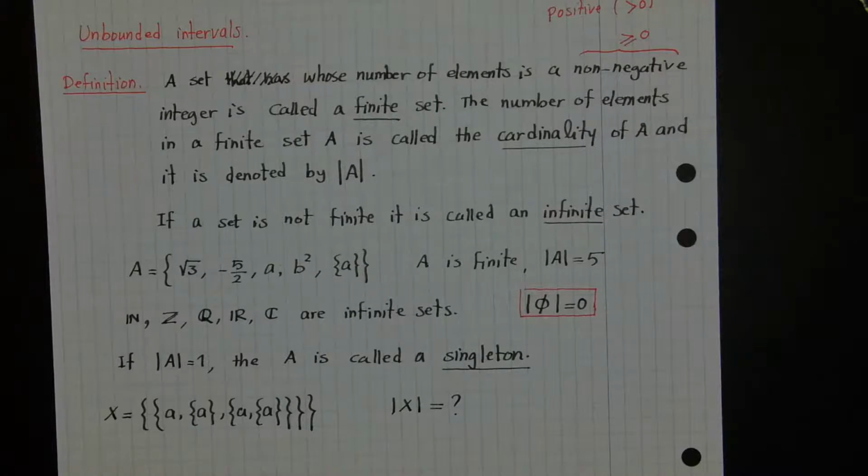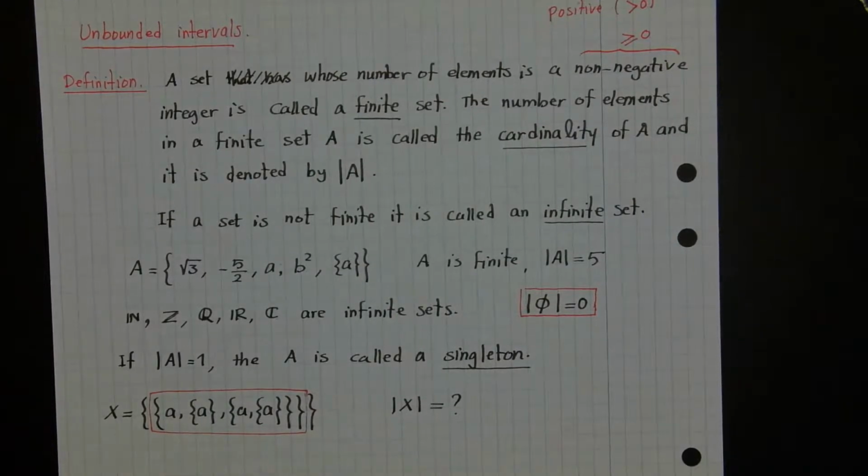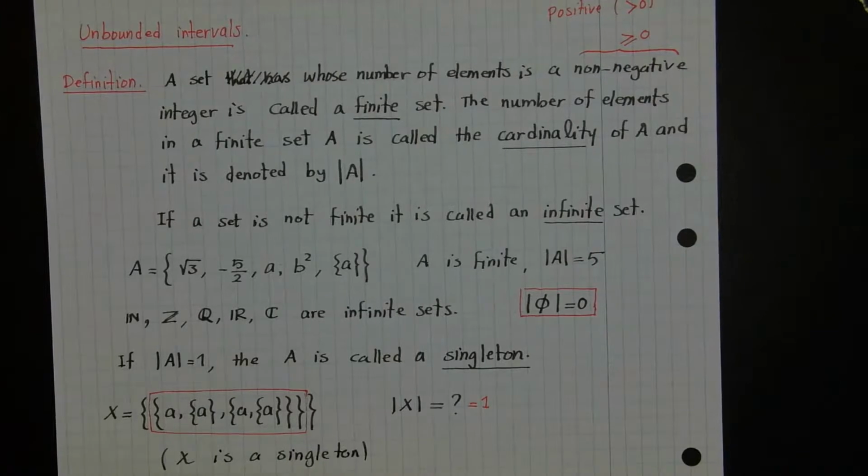It's 1, yes? Because this set contains this expression, you see? The whole package that I am just putting in a box is exactly one element of the set X. So actually X is a singleton, yeah? So this question mark is now clear. This is equal to 1. So X is a singleton. Okay.